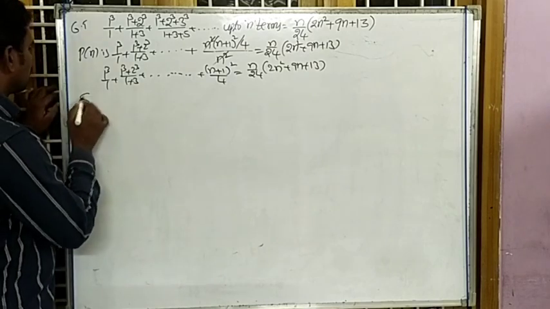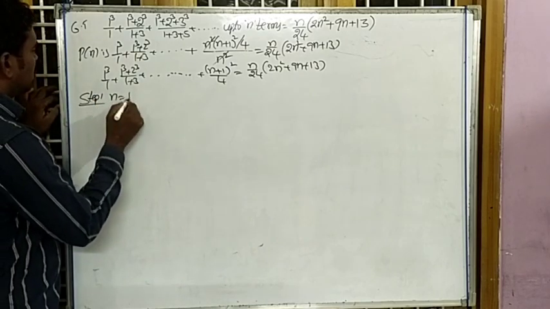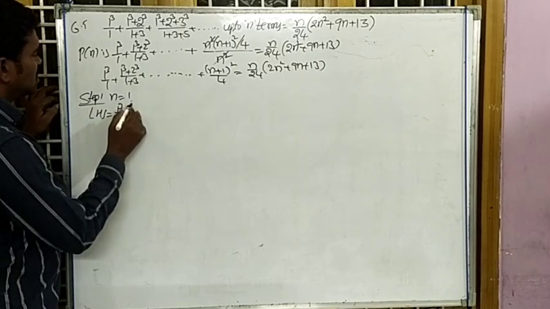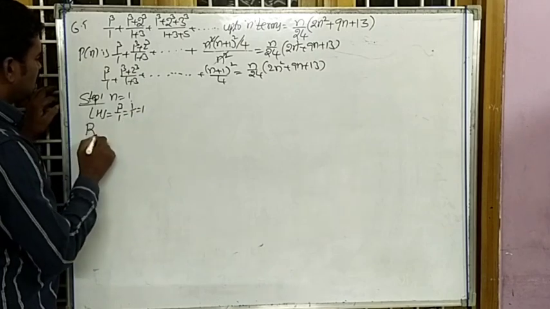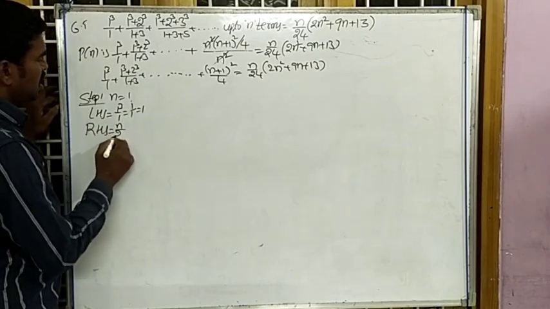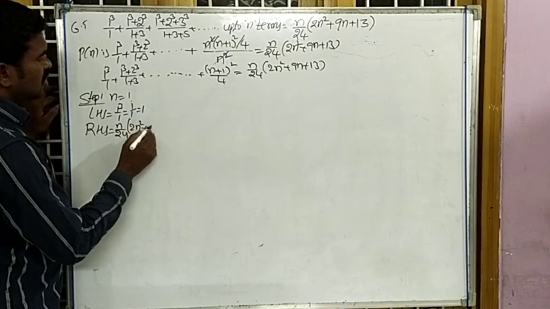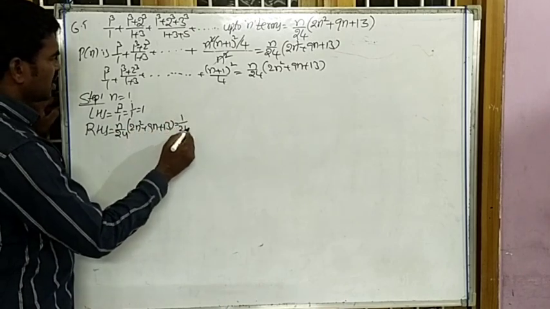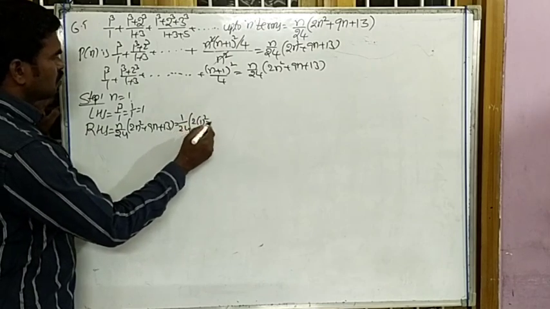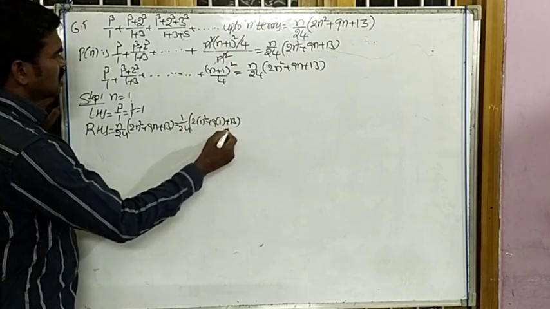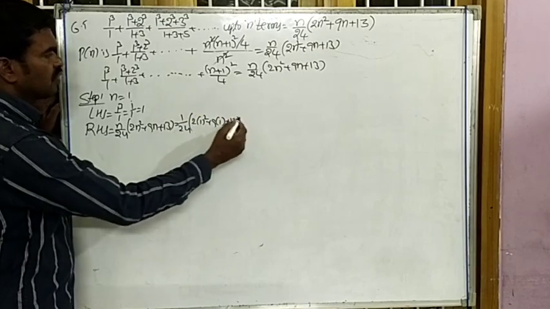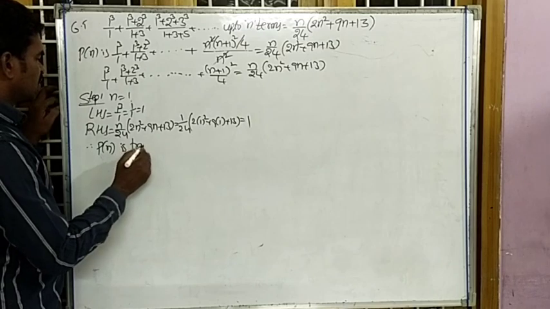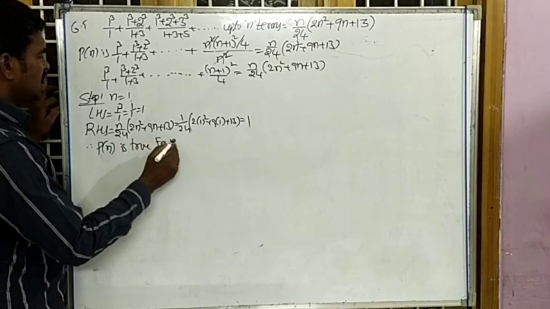So what is step 1? Immediately, step 1 is n equal to 1. In the LHS, 1 cube by 1 is there, that is 1 by 1, which is 1. In the RHS, what is RHS? n by 24 into 2n square plus 9n plus 13. Substitute 1 in place of n. So we get 2 into 1 square plus 9 into 1 plus 13. By doing this we get 24 by 24, which is 1. Therefore LHS is equal to RHS, therefore P of n is true for n equal to 1.